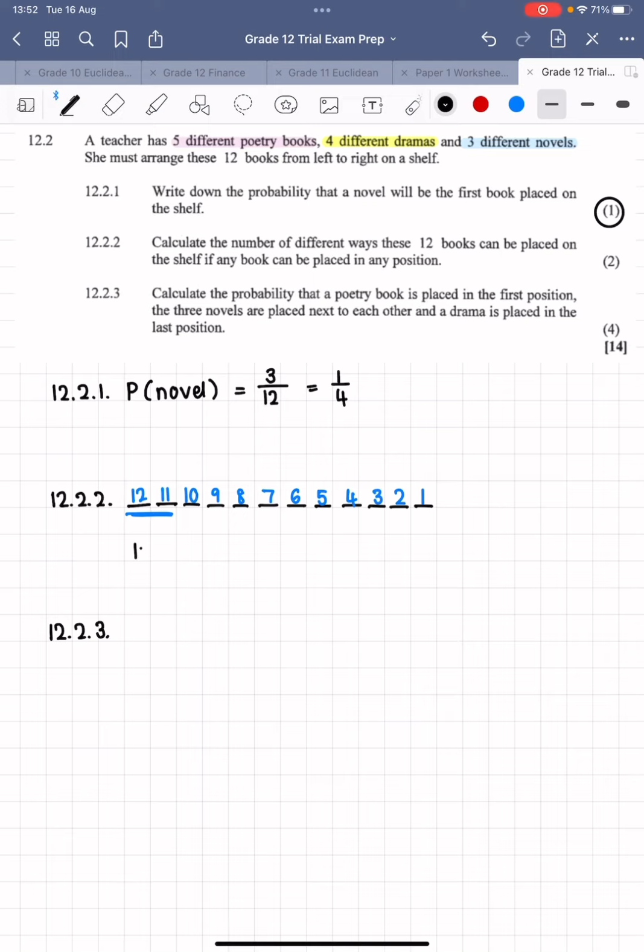So the number of different ways is actually going to be 12 factorial, which is what you get when you multiply 12 by every number that comes before it all the way to 1. Now, this is going to be quite a big number. You can work it out on the calculator. It is 479 001 600. All right, that is the number of ways in which you can place those books on the shelf.